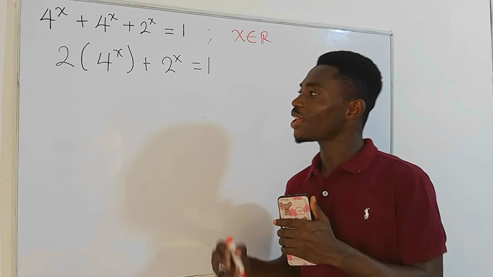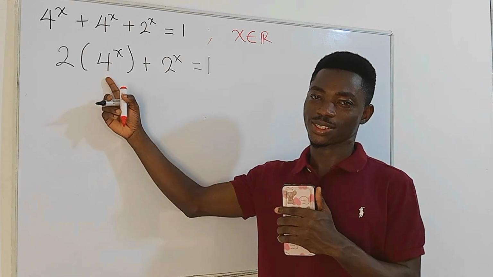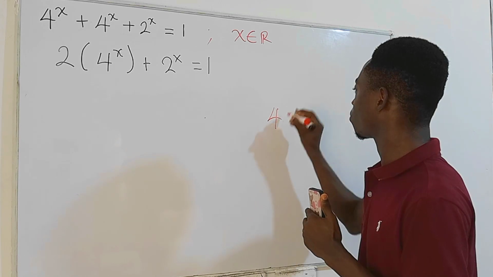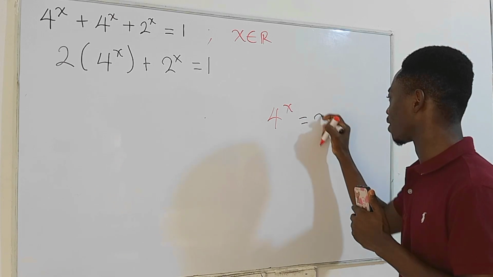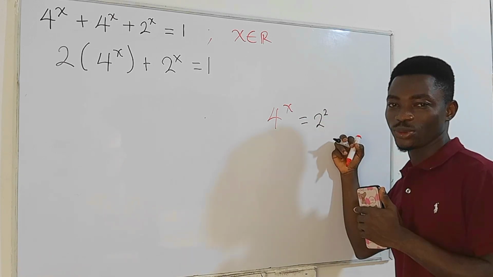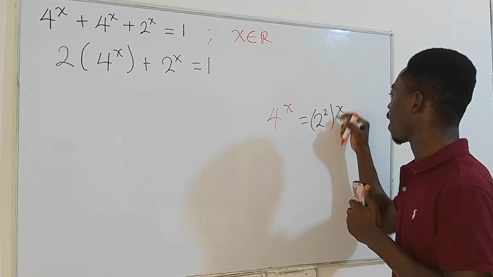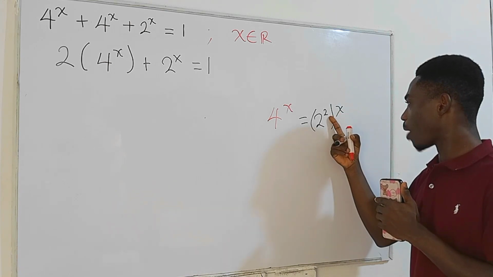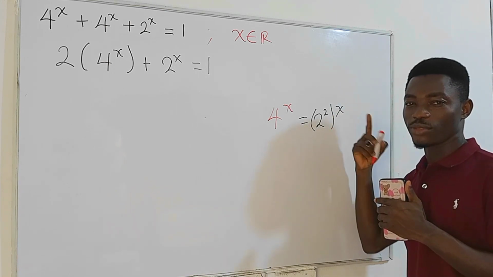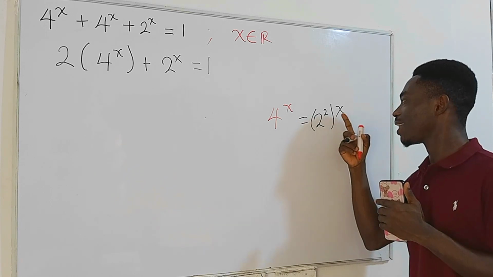Pretty nice. Now let's consider the number inside the parenthesis, that is 4 to the power x. Now this 4 right here could also be written as 2 to the power 2, then all to the power x, just like this. Now remember, we have a number to a power, then to another power. If this happens, we can actually multiply their powers.